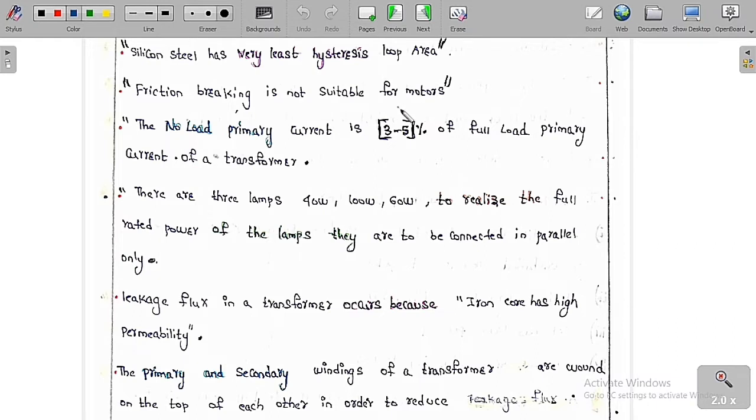So friction braking is not suitable for motors. So we have to choose some other methods, electromagnetic methods, by which we can stop the motors, but not with the help of friction braking. Friction braking is not a suitable idea for stopping the motors.